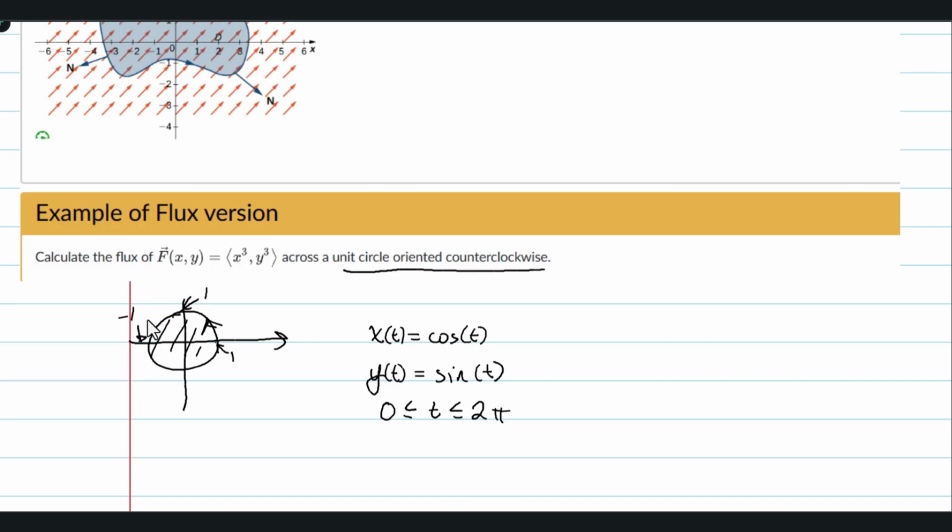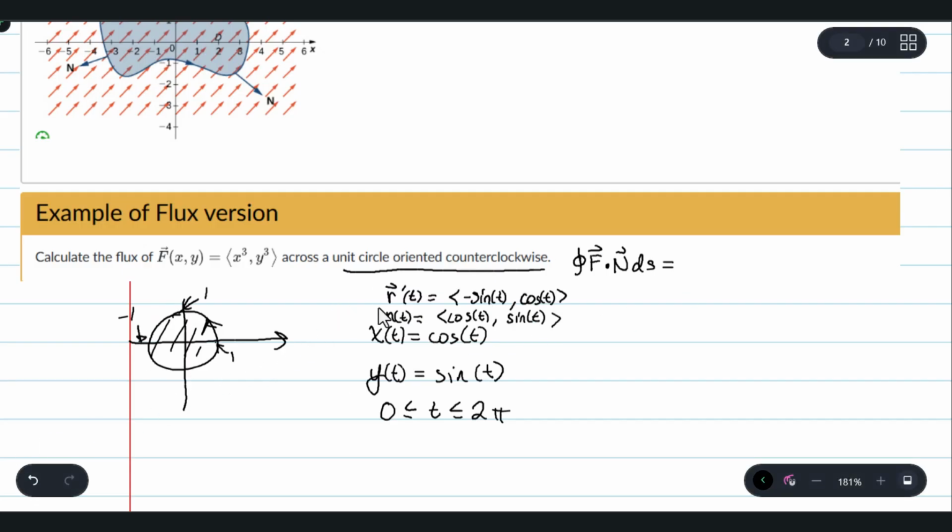I happen to remember that if I want to describe this unit circle as a parameterized curve, a good choice is to set my x-coordinate equal to cosine of t and my y-coordinate equal to sine of t. I let my time parameter go from 0 to 2 pi. That would give me one rotation going counterclockwise.